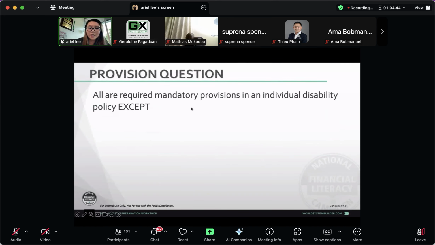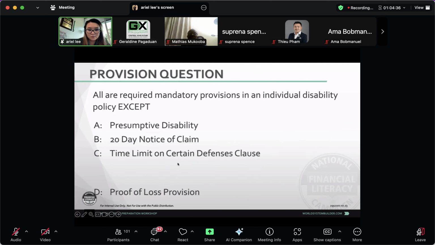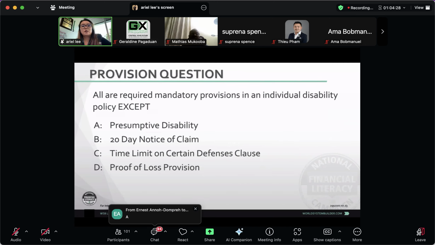Now, which of the following is not a required mandatory provision in an individual disability policy? Except all are required. So all of these are required mandatory provisions. Presumptive disability. It's A.